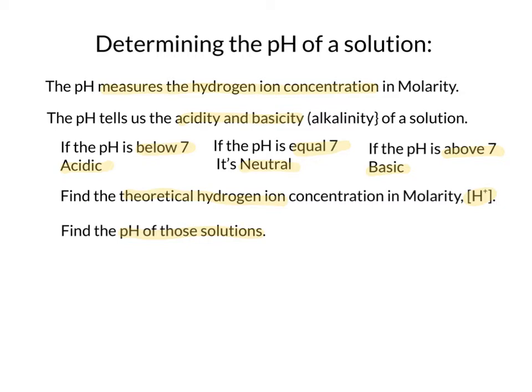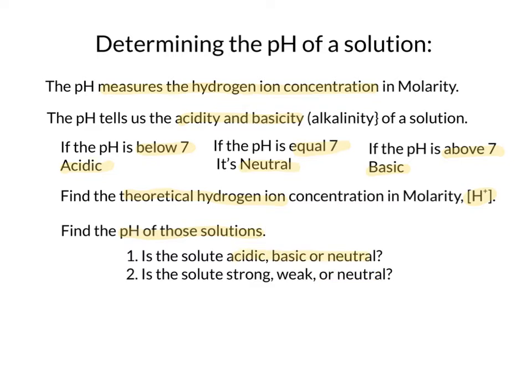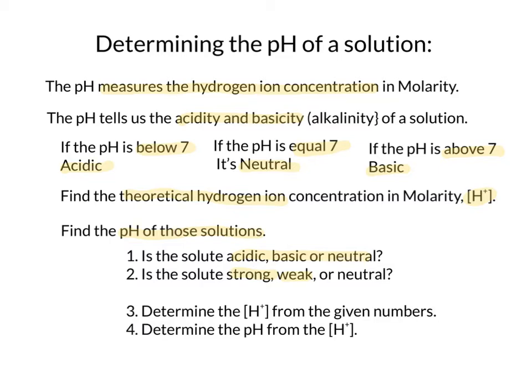solutions. In the previous video, we identified whether the compound was an acid, base, or neutral. That was step 1. And we did step 2, which is identifying if we have a strong acid, strong base, or weak base. And now we're going to look at steps 3 and 4, where we discover what the hydrogen ion concentration is, and step 4 where we find the actual pH from the given values in the question.